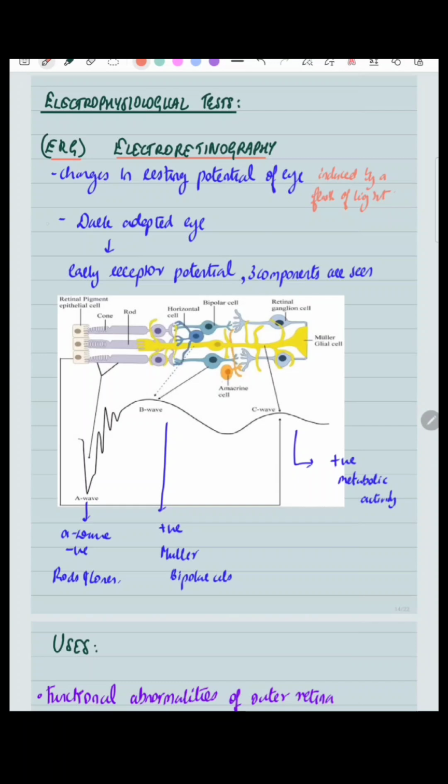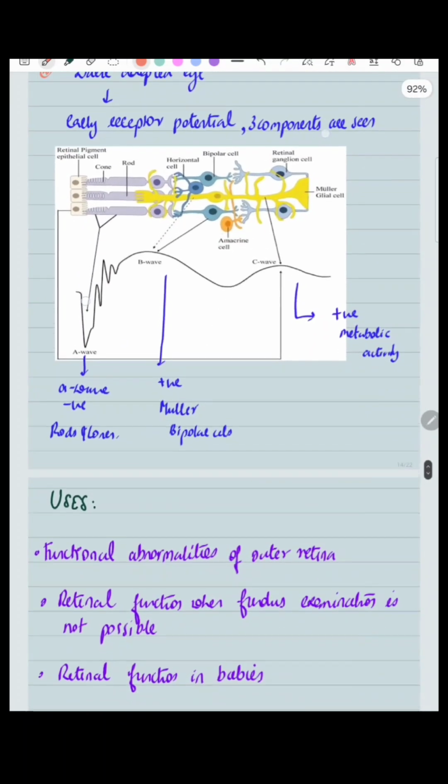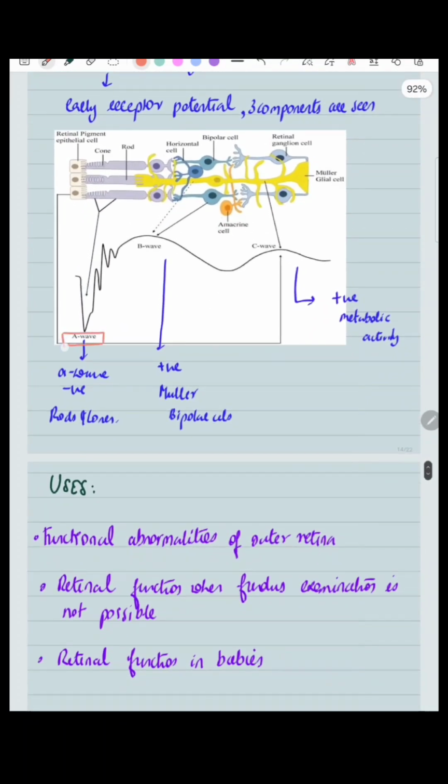Now in normal cases, in a dark adapted eye, after a fleeting early receptor potential, three components are seen. One is the A wave. It is a negative wave, as you can see, possibly arising from the rods and cones. So the A wave arises from the rods and cones.